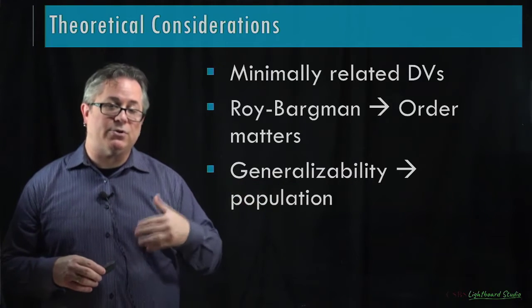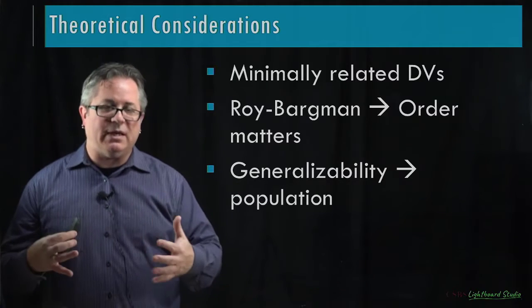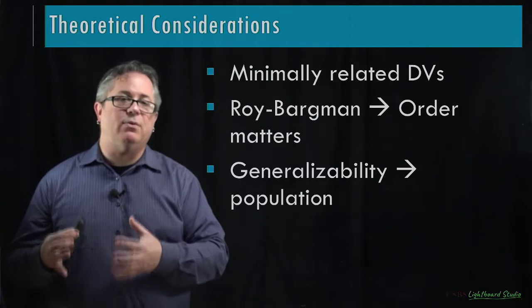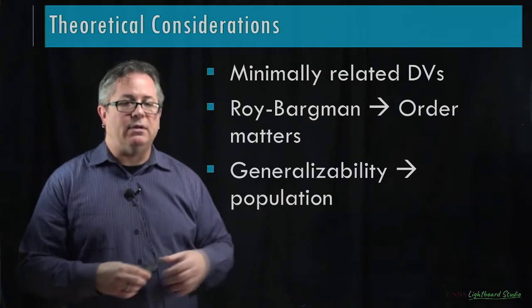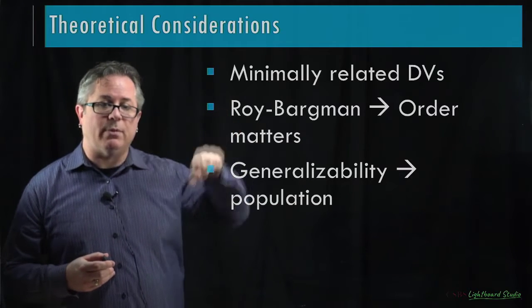So that order matters. Theoretically, even though you're picking all these dependent variables, you still need to have an idea of which DV is the one that's theoretically most important, all the way down to the least important, when trying to decide the order for this Roy-Bargmann procedure.